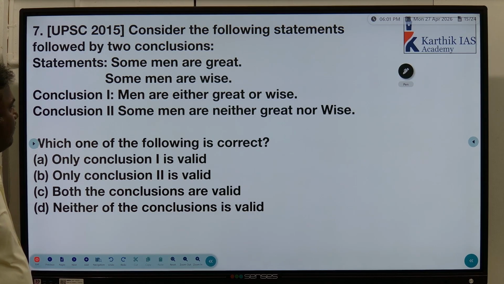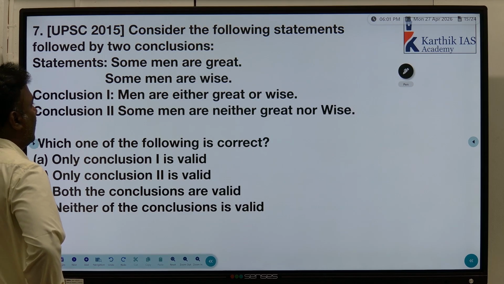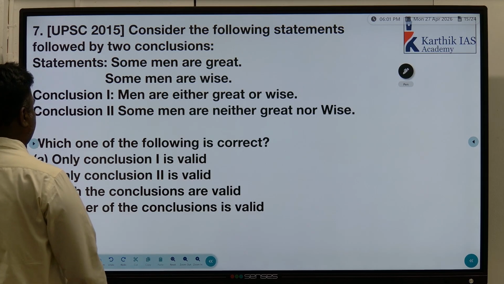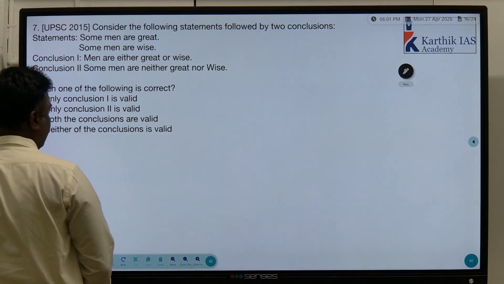Then consider the following statements. Some men are great, some men are wise. Conclusions: men are either great or wise; some men are neither great nor wise. Understand? Both we can't say. Neither conclusion is valid. That's what they are trying to say.